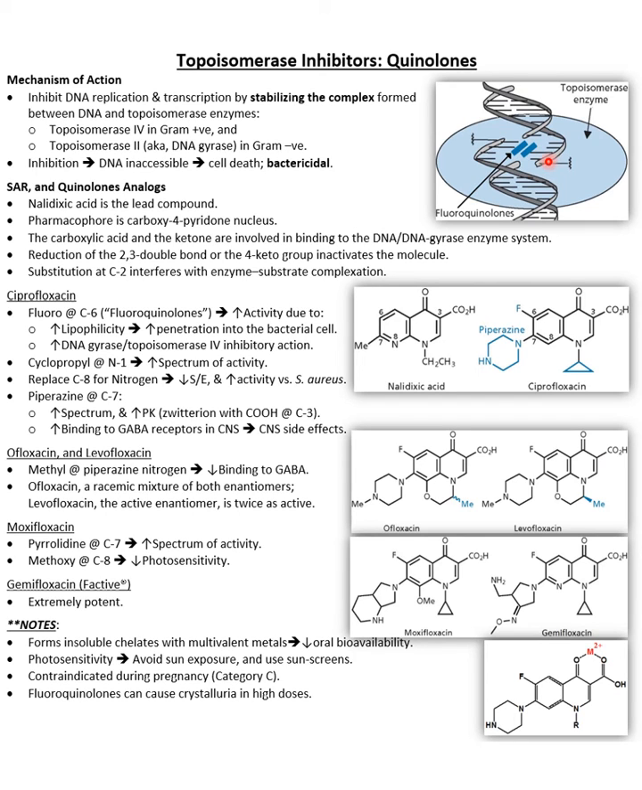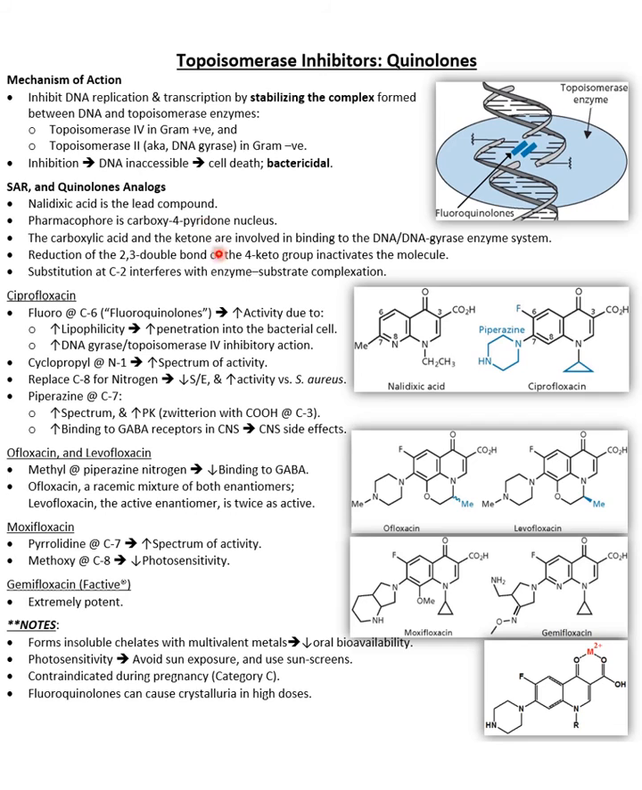These enzymes, there are many forms of the topoisomerase. The topoisomerase 4 is the one that is present in gram-positive, while in gram-negative we have the topoisomerase 2, which is also known as DNA gyrase. Okay, and quinolones are able to inhibit both of these.